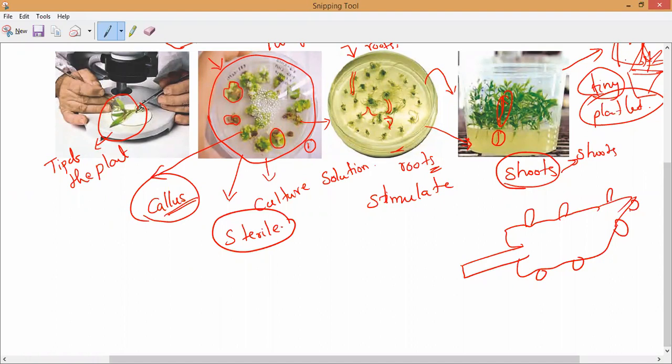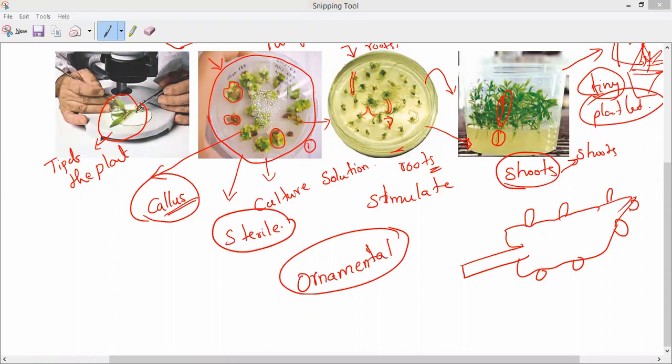Now the use of this tissue culture technique is mainly for the production of a certain kind of plants called ornamental plants. You people maybe know that for stage decoration and all, they do it during marriage time or when politicians are visiting. Have you noticed it? Some kinds of orchid flowers and chrysanthemum flowers and all, they will keep. Have you noticed it? Please respond. Yes? Yes, sir.